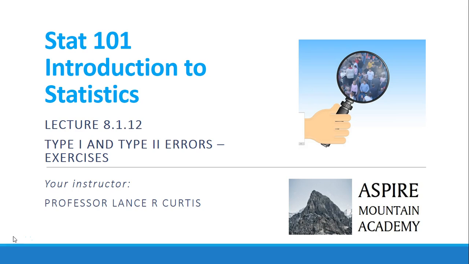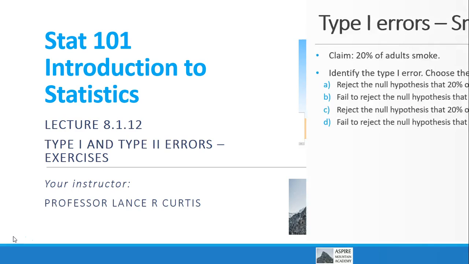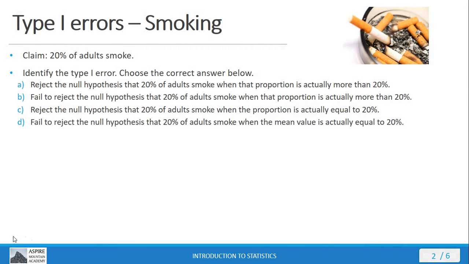In less than 10 minutes, this video provides additional practice in identifying Type 1 and Type 2 errors. Let's get started. Alright, so we're going back to this example that we keep using. It's actually a pretty useful example for illustrating how to do what we're going to do. For the claim that 20% of adults smoke, identify the Type 1 error. What would be the Type 1 error for this particular claim? Feel free to stop the video, come up with your answer, and then restart the video, and we'll see how well you did.